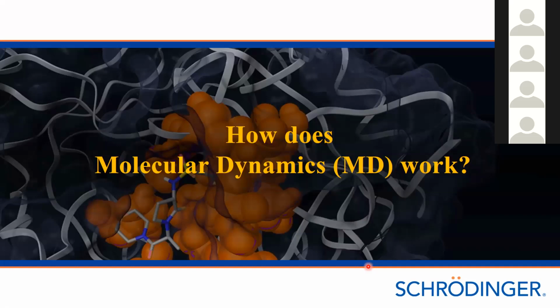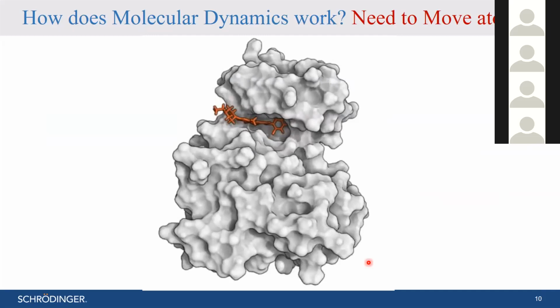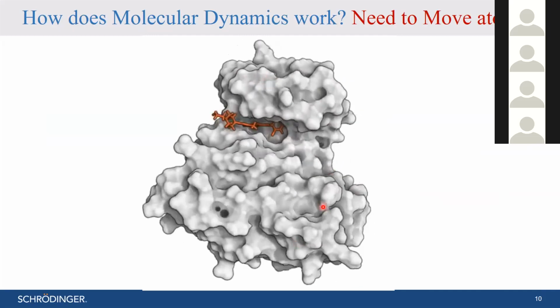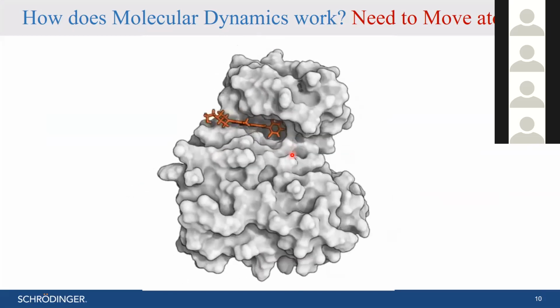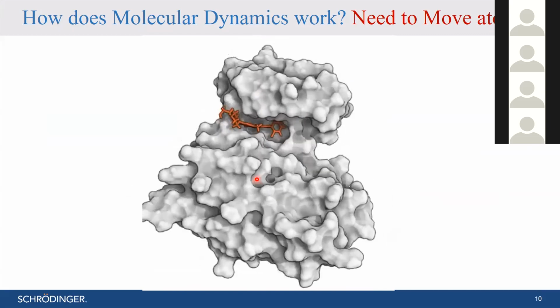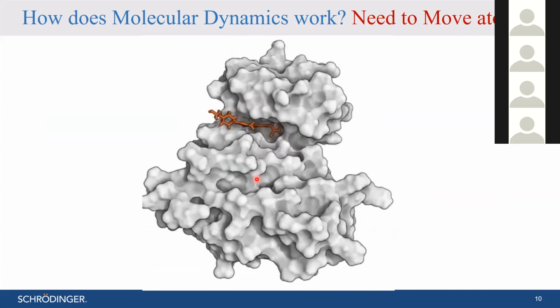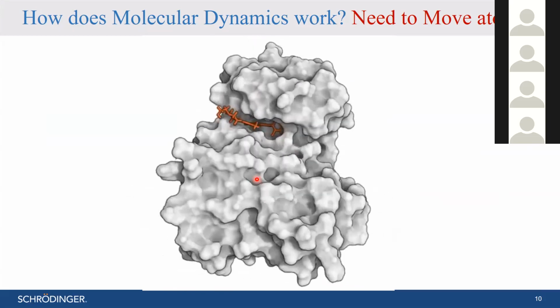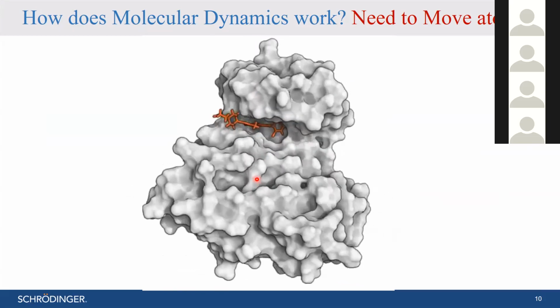The basic idea is very simple. What you have to do is you have to somehow find a way to move the atoms. So you have to move the atoms in the protein, you have to move the atoms in the ligand, and you have to do them simultaneously. So you can state the interactions as a function of time. And so let's just see how the basics of MD simulation works.